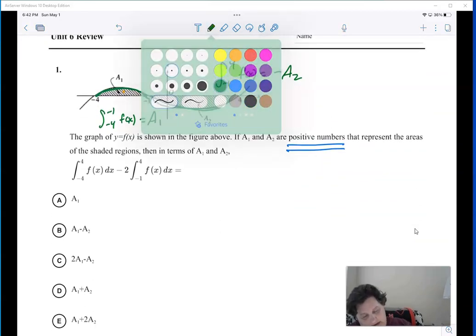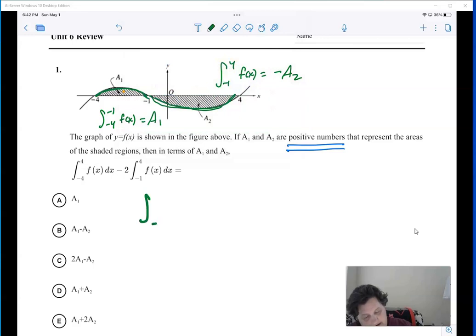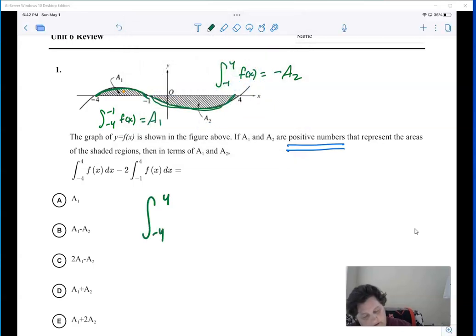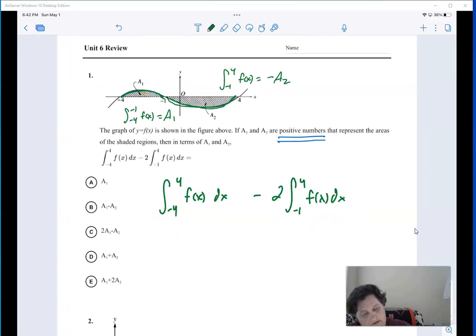Okay, so check this out. What is the integral from -4 to 4 of the function, minus 2 times the integral from 1 to 4? All right, -4 to 4 means all the way across. Now this integral is going to be A1 plus -A2. So I'll just call it A1, plus -A2.